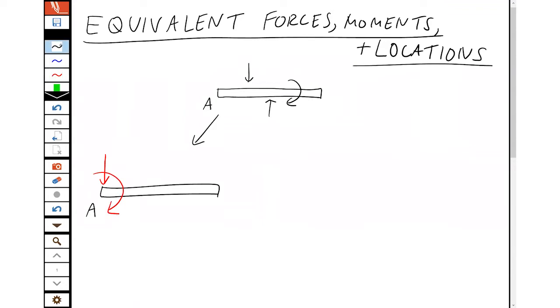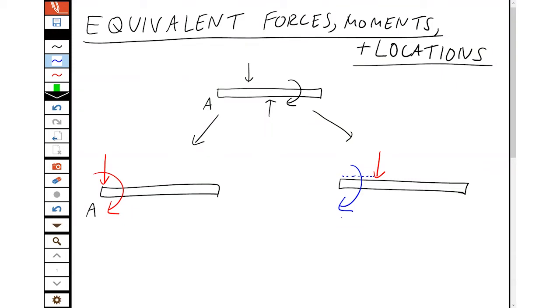Or we could be asked for the equivalent force and its location. In that case, we have an equivalent force, and now you see we've moved it out some distance from the pivot so that it'll generate the moment for us. So it's a way of simplifying a situation.